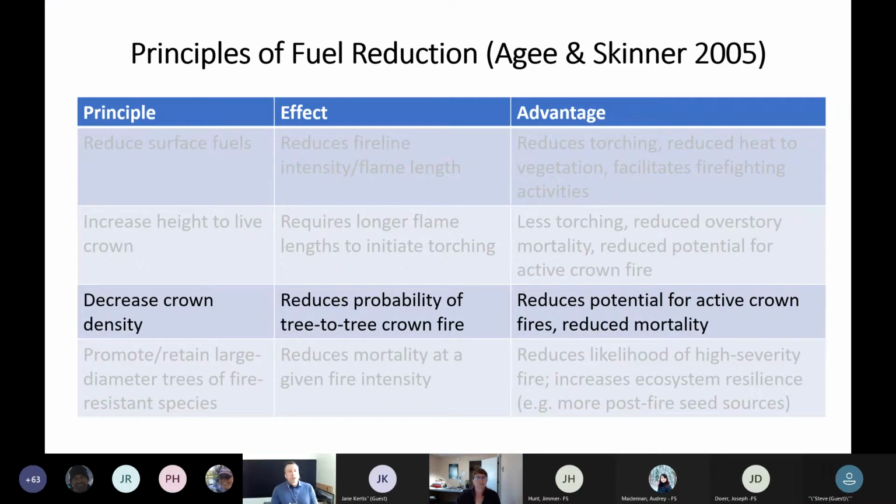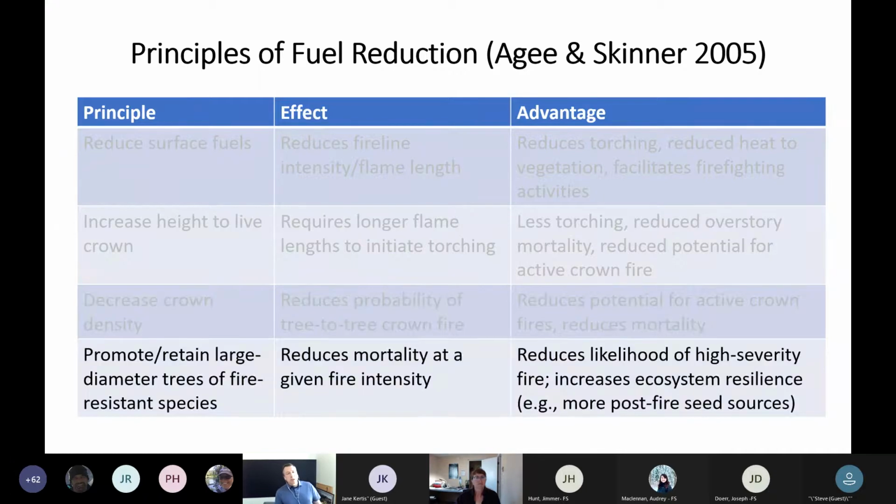Our third principle is essentially focused on decreasing crown densities in the overstory, so decreasing the density of those aerial fuels. You can think about this as just reducing tree densities or reducing the amount of leaf area or leaf biomass that's up in those aerial fuels. And the basic effect we're trying to achieve here is to reduce the probability of transmission of fire from one tree crown to the next tree crown, so reduce the probability of active crown fires or active crown fire spread. And by doing so, hopefully we achieve the outcome of reducing mortality. But we could also add to that facilitating safer access for firefighting operations as well.